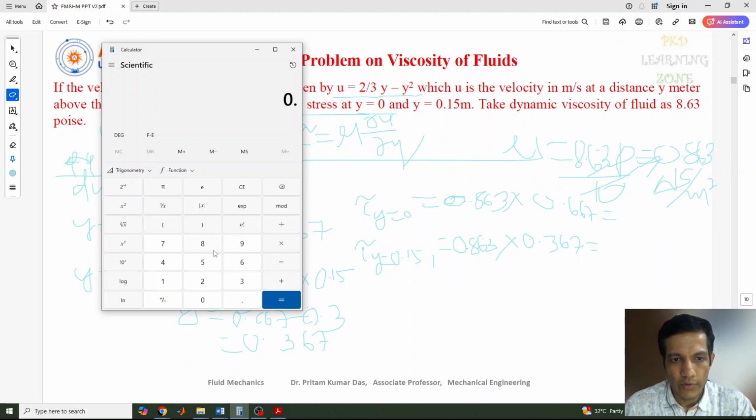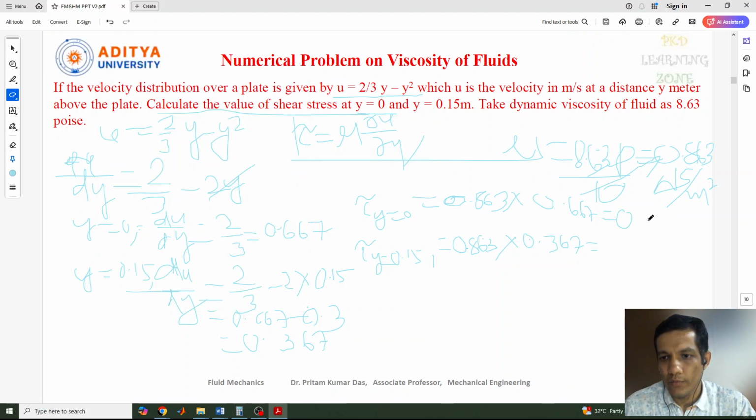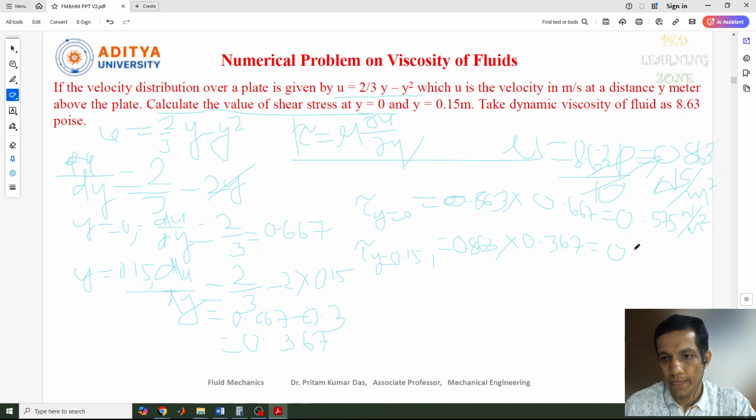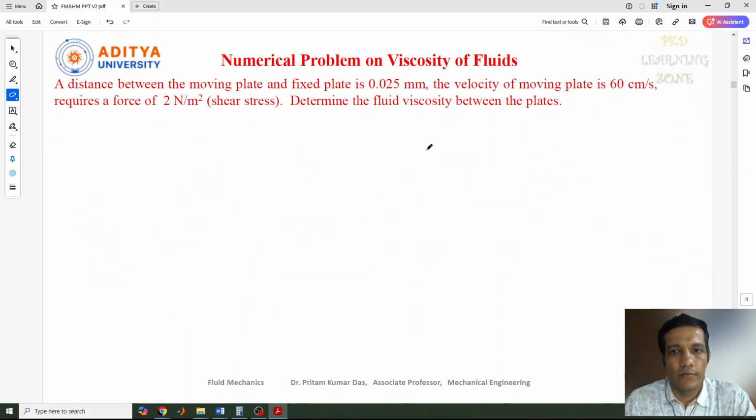Now let's calculate this with the help of the calculator. 0.863 into 0.667 is 0.575 Newton per meter square. Similarly, 0.863 into 0.367 is 0.316 Newton per meter square. So this is one problem related to viscosity. Let's solve another problem similar to viscosity of fluids.